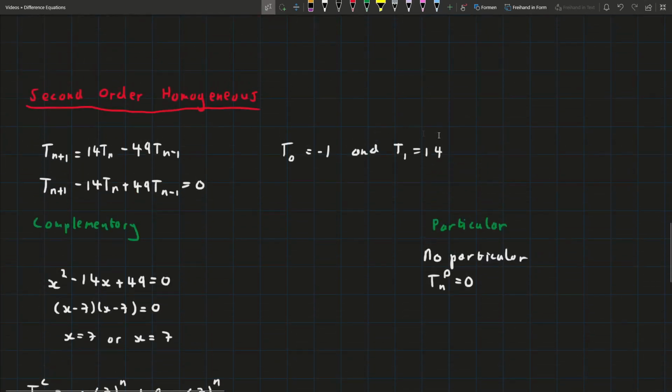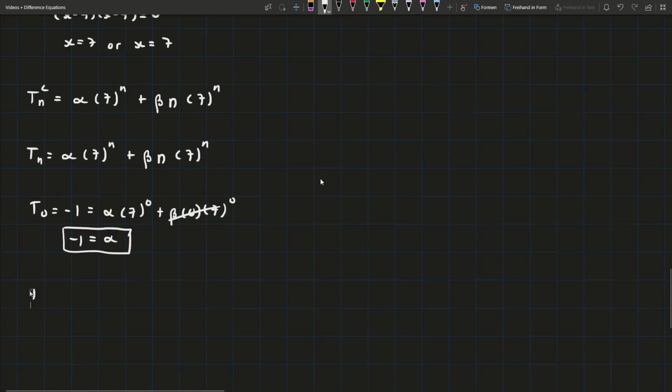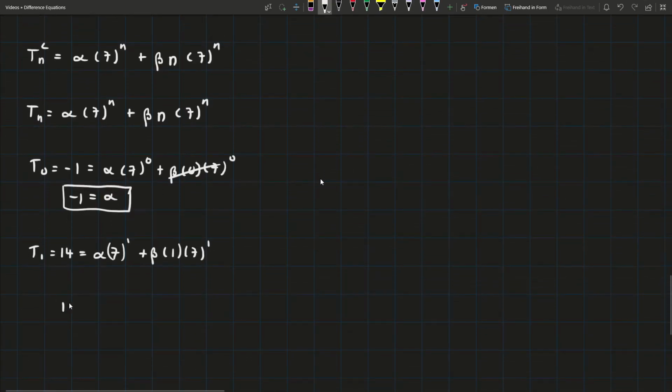And then we're also told that T1 is equal to 14. Replace all those n's with a 1. We'll have alpha times 7 to the power of 1 plus beta times 1 times 7 to the power of 1. So 14 equals, now alpha is minus 1, we know that, so I'm just going to replace it with minus 1 times 7 is minus 7 plus 7 beta. So we'll have 21 is equal to 7 beta, which means that beta is equal to 3.